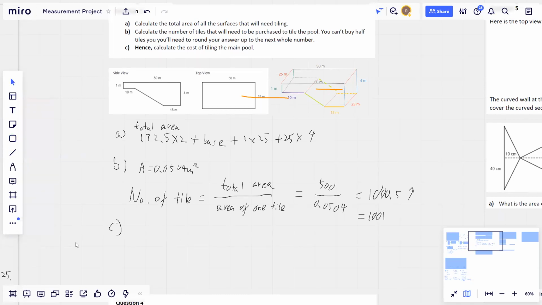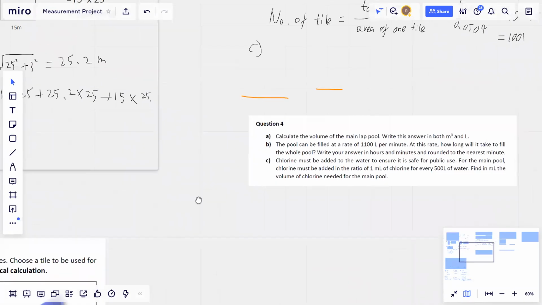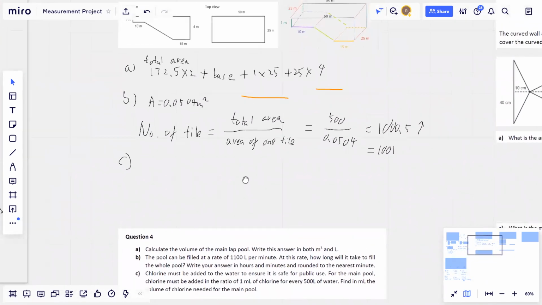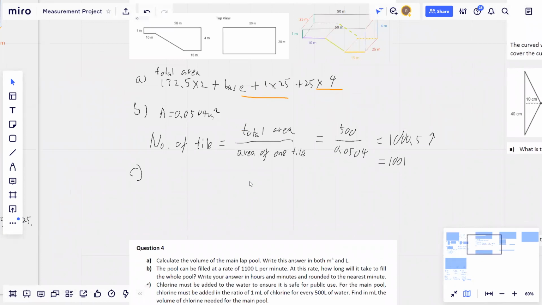If I remember correctly, that's 0.25 or something. Also, that's 20 cents per tail. So that's $0.2 for each tail. So what can you do? We have 1001.